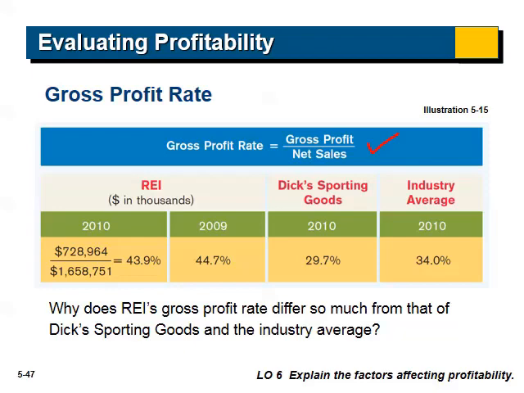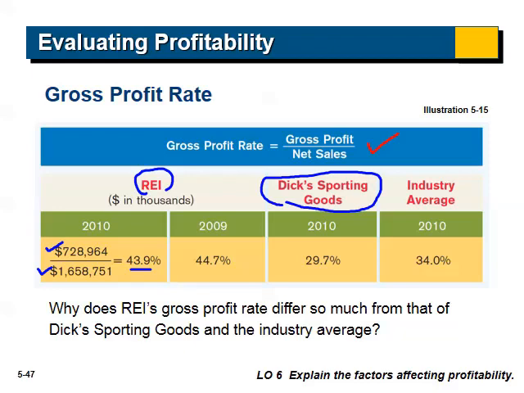So here's REI, which if you don't know REI, is kind of a high level sporting goods store. And then of course you know Dick's, we have those around here, which is sort of a mid-range sporting goods store. So you're taking their gross profit, which is in the numerator, divided by net sales, and what this says, 43.9, almost 44%, is their gross profit rate. That is, for every dollar of sale, 44 cents of that is gross profit.